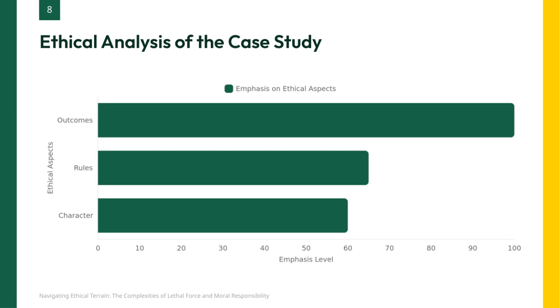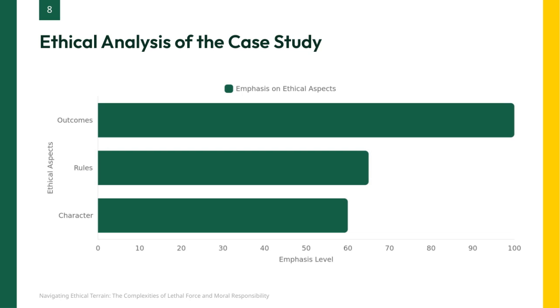As you can see, outcomes receive the highest emphasis, scoring a full 100. This suggests that certain ethical approaches strongly prioritize the consequences of actions when making judgments. Rules come next, with an emphasis level of 65, meaning that some theories focus on adhering to established principles or duties. Lastly, character is emphasized at a level of 60, indicating that other perspectives value the moral character or virtues of the individual involved. Overall, this chart helps us understand how different ethical theories weigh these aspects differently, which is crucial when analyzing the case study.